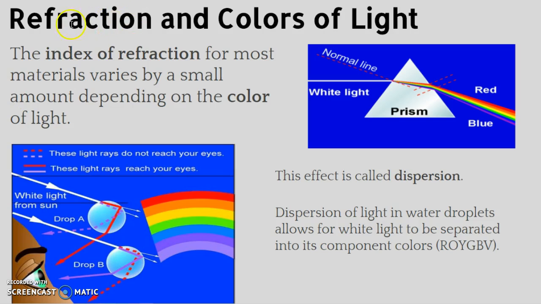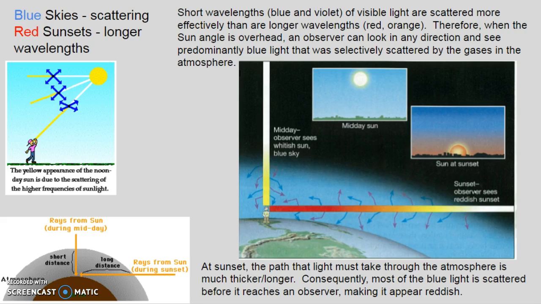So now we've got light entering our atmosphere, and we see refraction in colors of light. The index of refraction for almost all materials varies by a small amount depending on the color of the light. So here we can actually have white light that gets refracted through a prism that gets separated into colors, and this is called dispersion. And we can actually have blue skies, right? Our blue sky is the result of what's called scattering. And we have red sunrises and sunsets for a different reason.